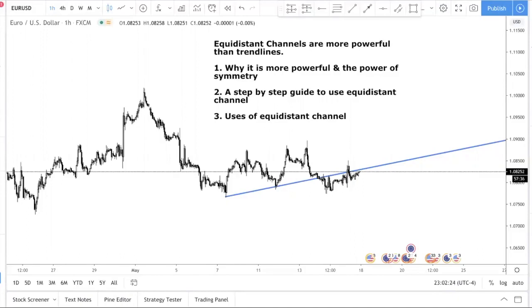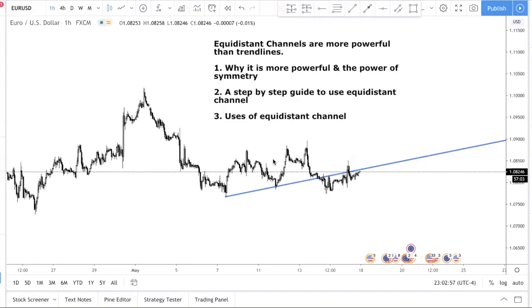Number two, I'll talk about a step-by-step guide to use the equal distance channel, because I don't just want to tell you that it's powerful, or share with you why it's powerful, but I want to show you exactly how you can do it. I don't want you to assume that you just use the equal distance channel. I want to make sure that you apply it correctly. You don't just watch any other YouTube videos and apply it wrongly, right? Because if you apply it wrongly, then it doesn't help. There's a correct way to apply it and there's a wrong way to apply it.